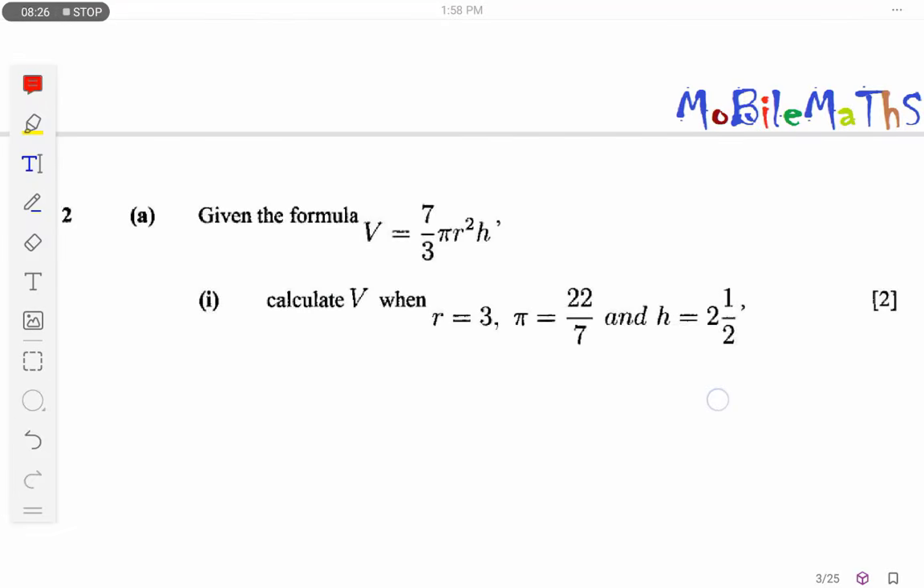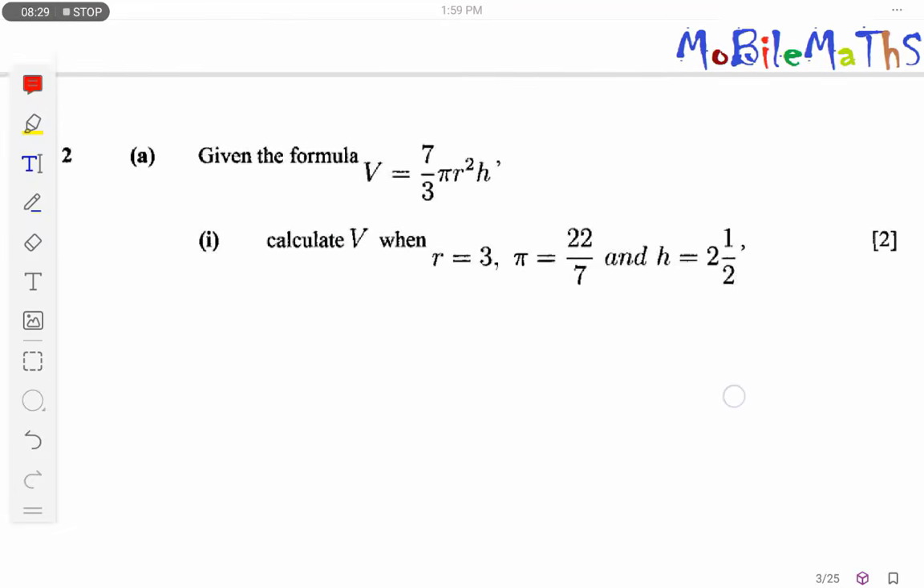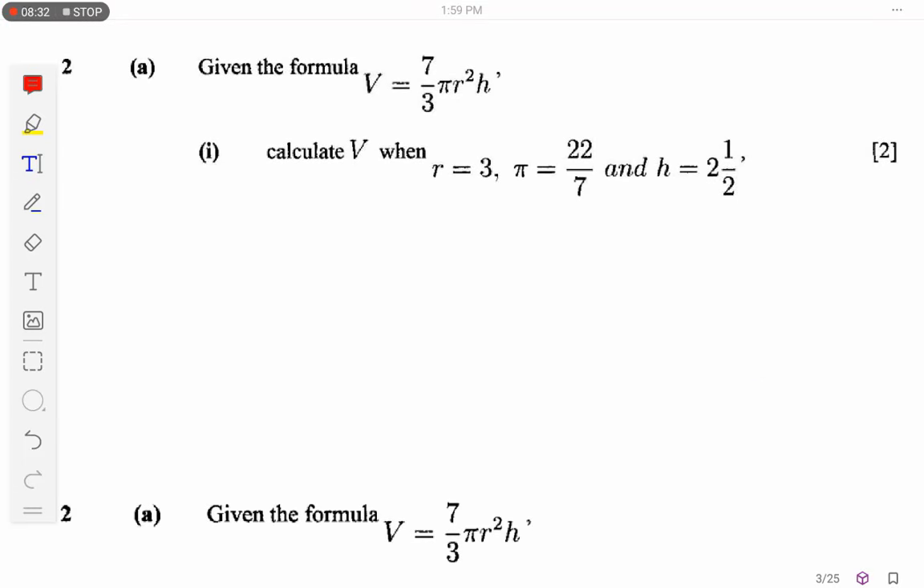Okay, next question, we are being asked, given the formula V is equal to that. So you find out this question paper, the paper 2s, it was just about 10 pages. For me to have space for writing, I had to rewrite this paper this way so that I have space for working out. Otherwise, all the questions are there. Okay, so given V is equal to 7 over 3 pi r squared h, calculate the value of V.